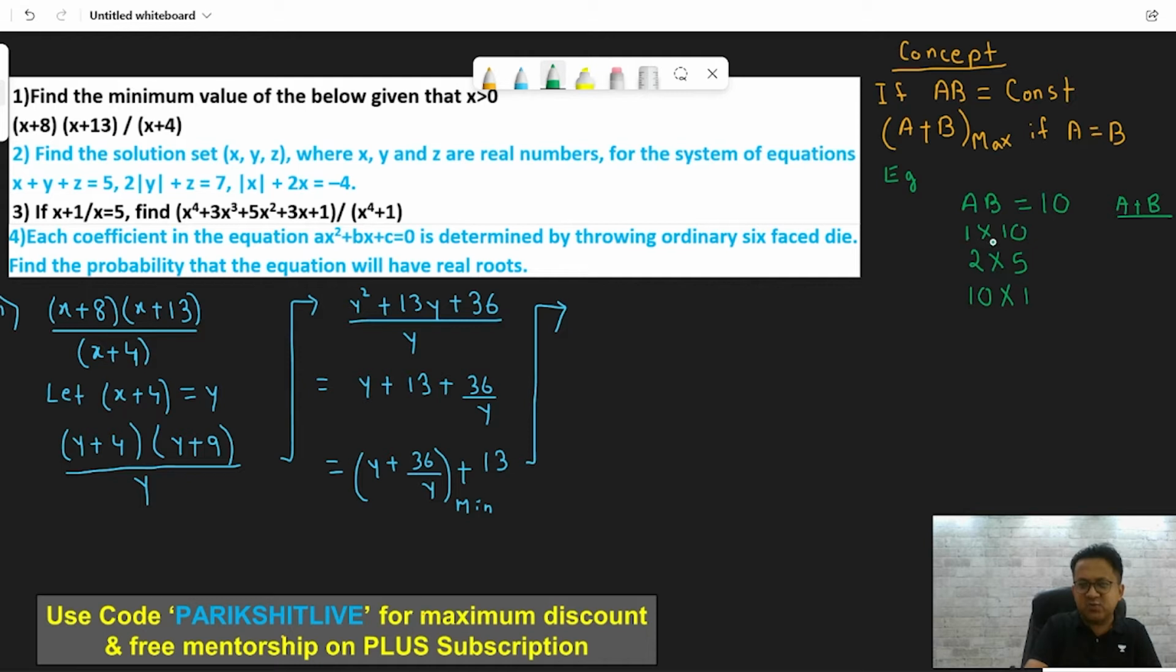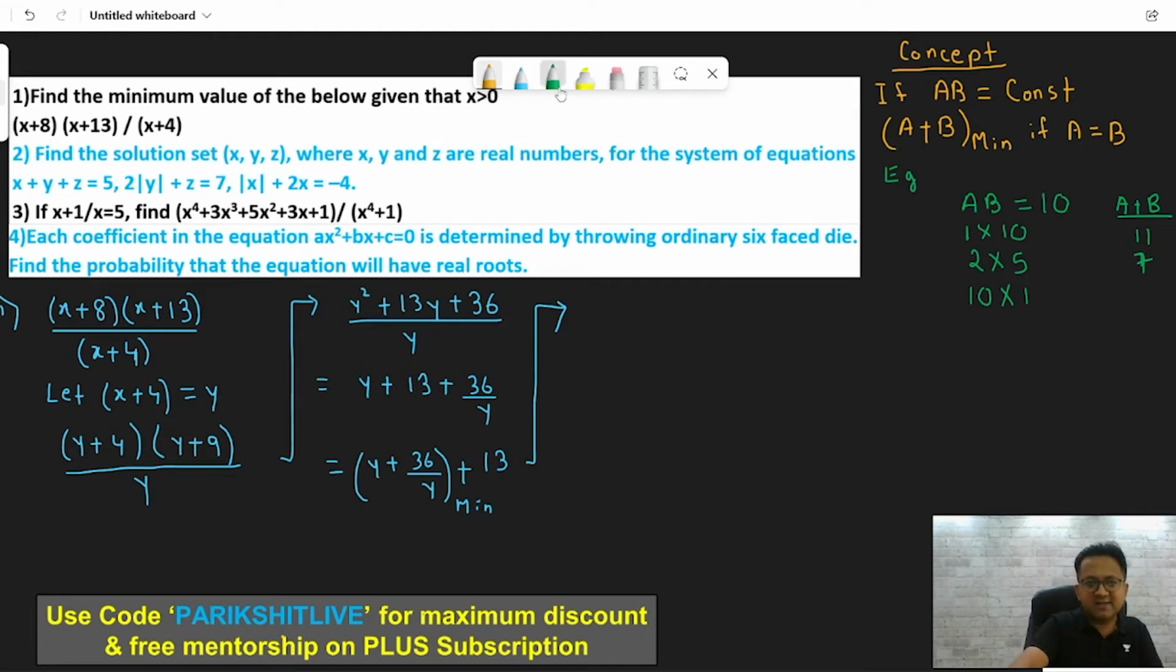First case, if a is 1, b is 10, a plus b is 11. Second case, a is 2, b is 5, a plus b is 7. I think I made a small mistake here. This is minimum. I wrote maximum here, but a plus b is minimum.